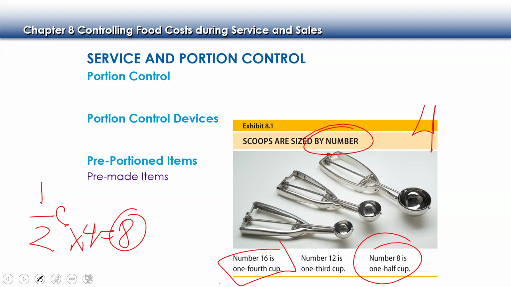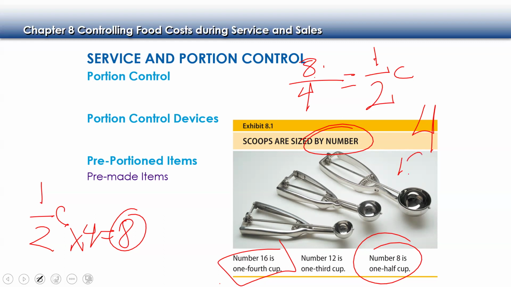Now, if we have the scoop number and I want to know how much volume is that scoop number, what's the opposite of multiply? Division, okay? So I take that scoop number of 8, divide by 4, and what's 8 divided by 4? 2, add a 1 on top. It's a 1/2 a cup. So 8 is my scoop number, divide by that factor of 4, and then add that 1 on top. So a 1/2 a cup.